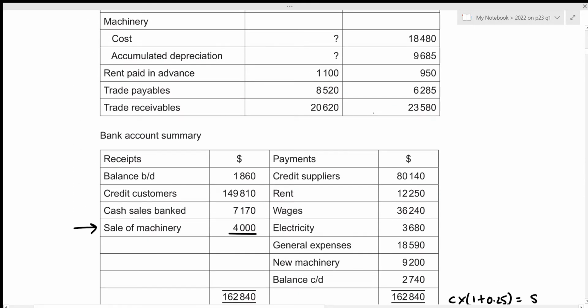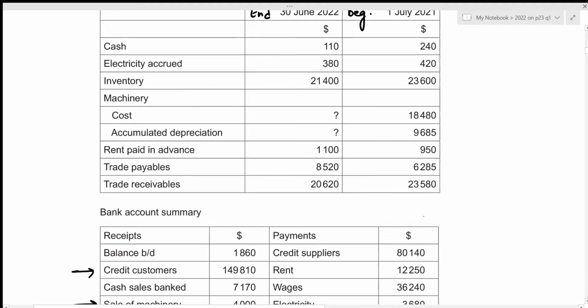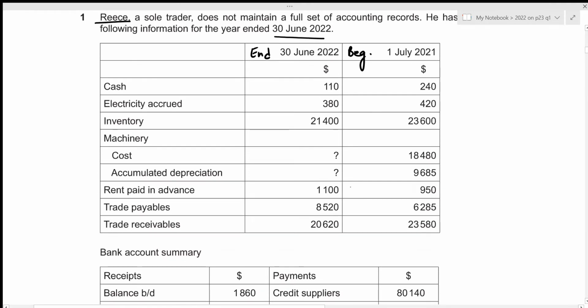We can see that the credit customers paid the amount of 149,810, right? Then we can also have a look at our trade receivables. At the beginning date, we had trade receivables of 23,580, and this resulted from the credit sales made in the year ended 30 June 2021, which is the previous year. And this previous year's credit sales should not be included in this year's credit sales, right? So we need to subtract this amount from the total amount that we received from credit customers.